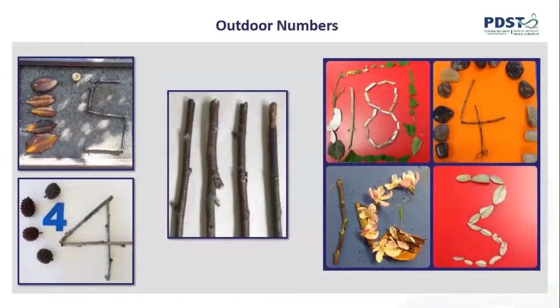Outdoor Numbers asks pupils to represent a number using any natural materials that they can find on the trail. Younger classes can be given a certain number to represent, while the older classes might enjoy choosing their own number to create. Open-ended questioning could be used to allow the pupils to share everything they know about the particular number.